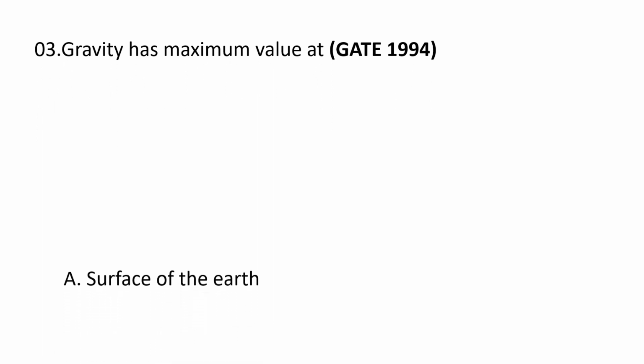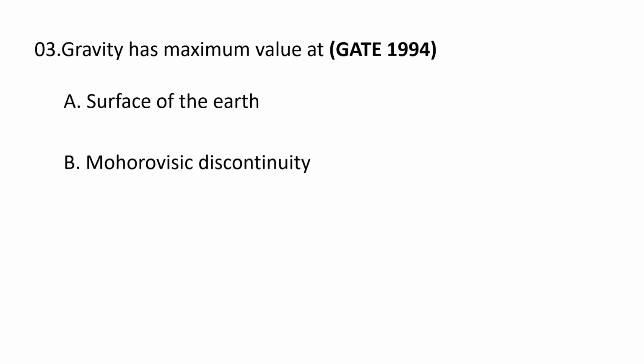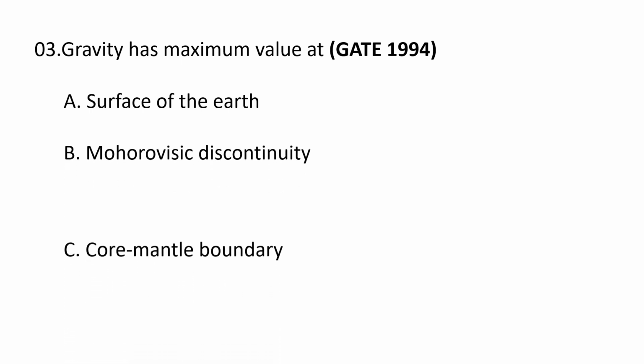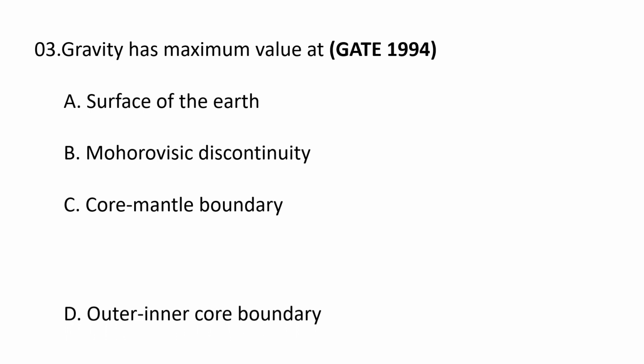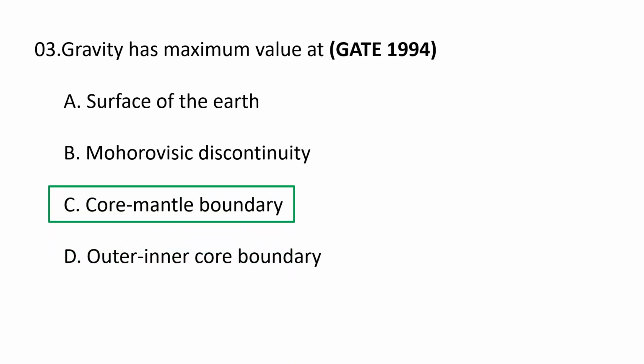Next question. Gravity has maximum value at, so gravity has maximum value at which of the places? Like A. Surface of the Earth, B. Mohorovicic discontinuity, C. Core mantle boundary and D. Outer inner core boundary. So gravity has a maximum value at the core mantle boundary. Gravity slightly increases at the beginning with respect to the value at the surface, and then it attains a maximum value of 10.7 meters per second square at the core mantle boundary. C is the correct option.